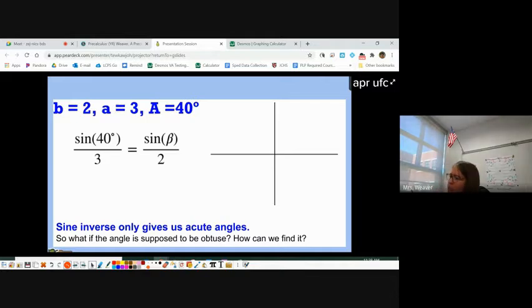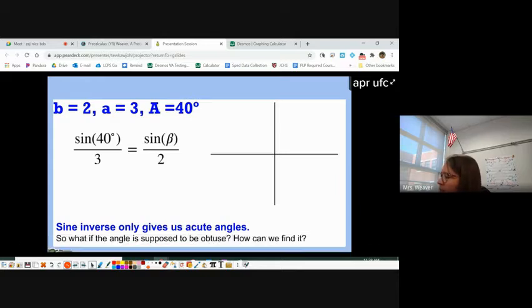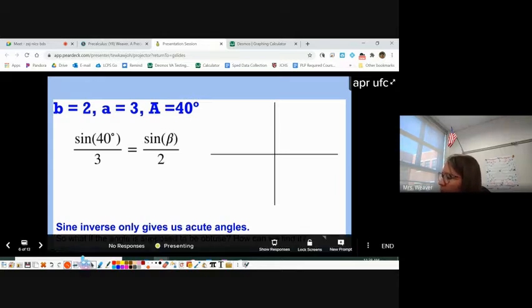All right, so in that starting information that I gave you on that first slide where we first drew this triangle, they gave us an angle and 2 sides. It ended up being a side-side angle. We said it was our ambiguous case. So here's our setup for the law of sines. The sine of 40 is to the side opposite of it, which is 3, as the sine of beta.